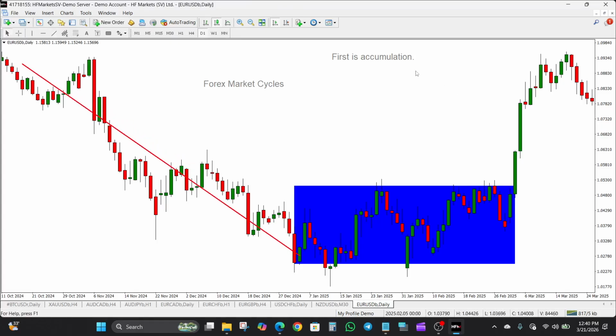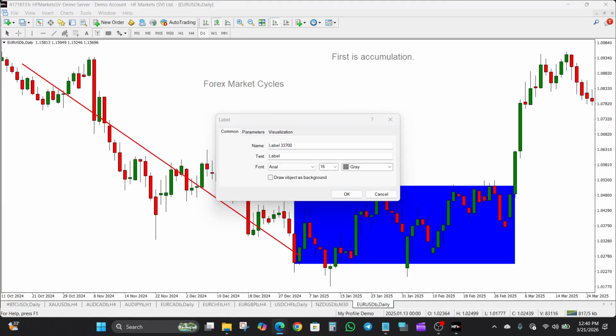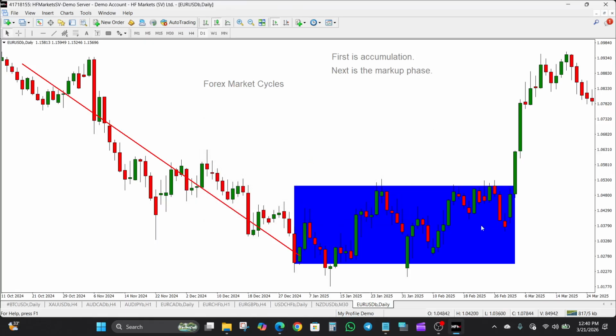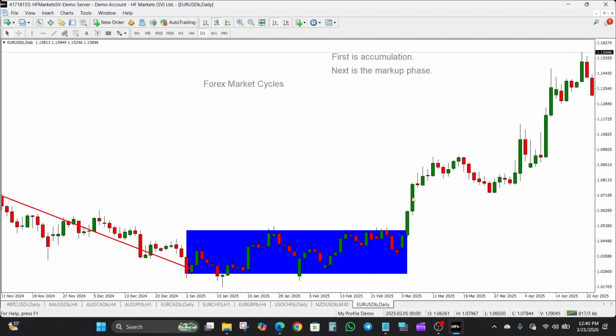So like I said, the first is accumulation. It is when price moves sideways after a downtrend. The big players may be quietly buying while the market looks calm. Then next is the markup phase. This is when price starts trending upward. More traders notice the move and join in, pushing price higher.